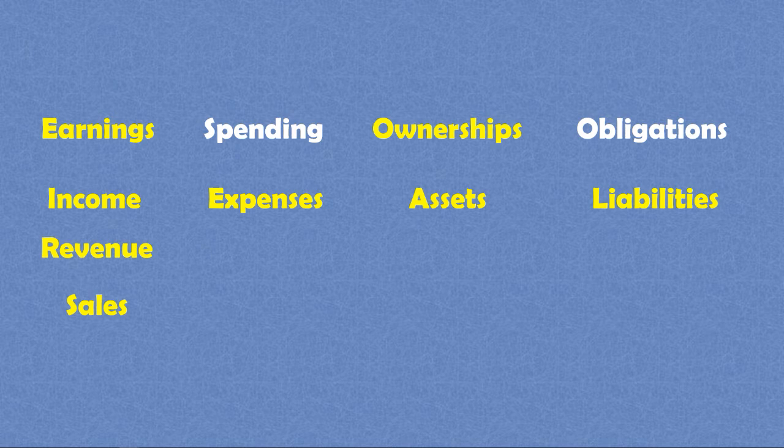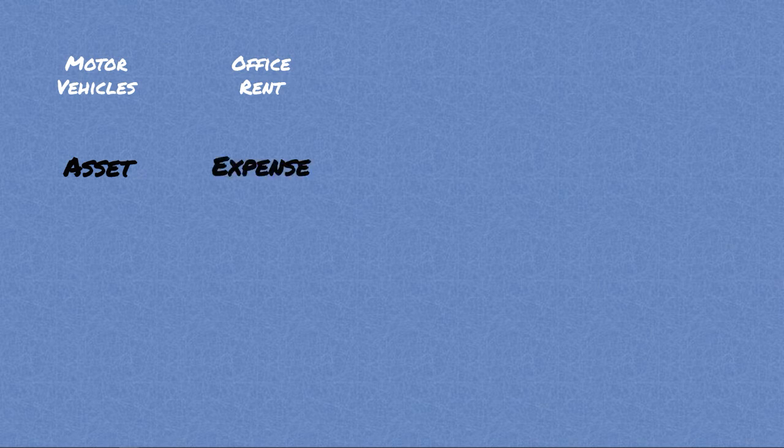Alright, so now that we know the key accounting terms, let us take some quick examples. So first of all, let us talk about motor vehicle. A motor vehicle is a valuable that is owned by an organization or a business, so it will be an asset. Office rent is an expense; we have to spend our money to use the office.